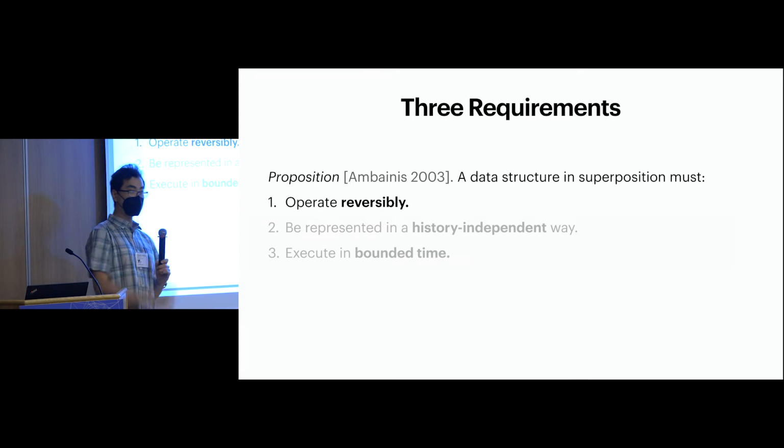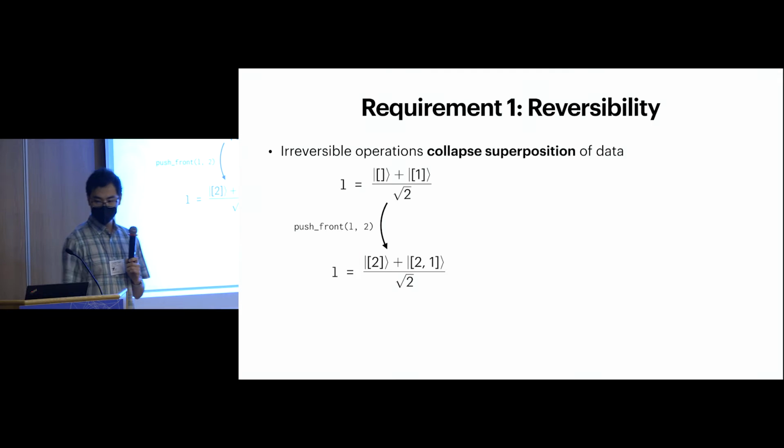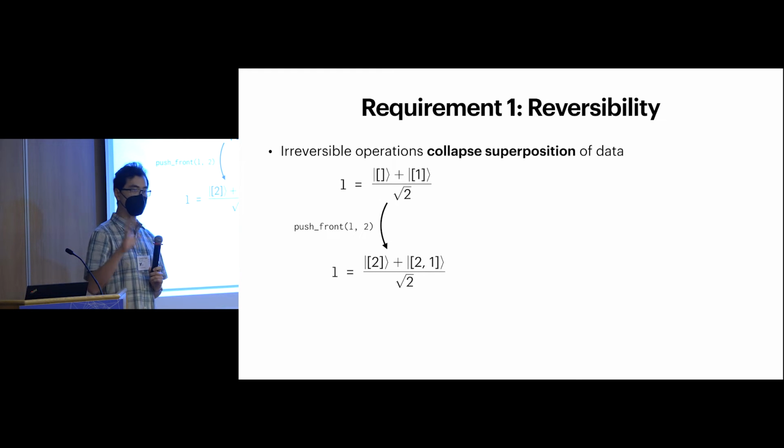So let's talk about the first requirement. What is reversibility and why do we need it? While glossing over some of the details of the formalism, it's a fact that if you have data that is being stored in superposition inside the quantum computer, you can perform operations on this data that are either reversible or irreversible. Reversible operations generally preserve the superposition of data, whereas irreversible operations don't.